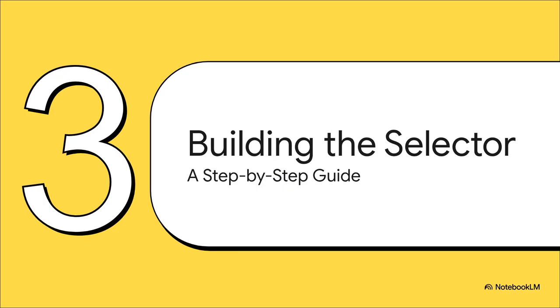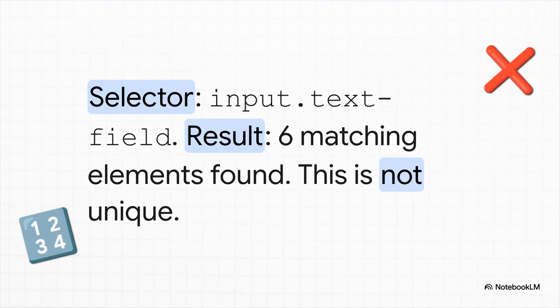Okay, enough theory. Let's actually see this in action. We're going to build our unique selector for that first name field, and we'll do it step by step. All right, step one. Let's start with the obvious, input.text-field. We're looking for an input tag with the class text-field. We run that and, yep, just as we thought, the browser finds 6 different matches. That is way too broad. This right here is exactly where tests fail.